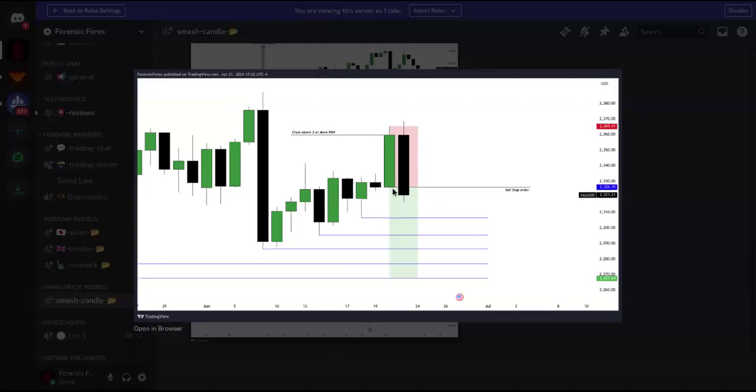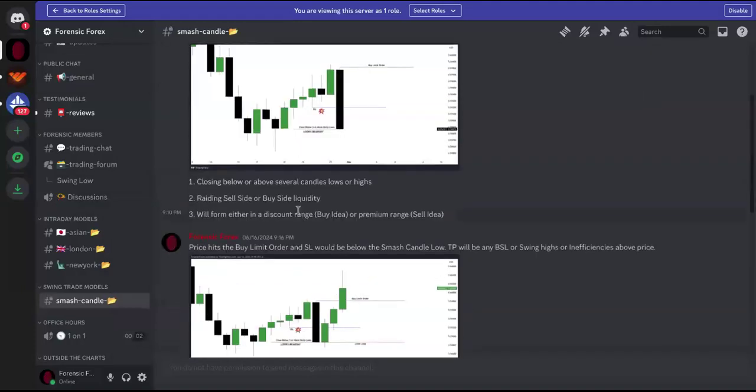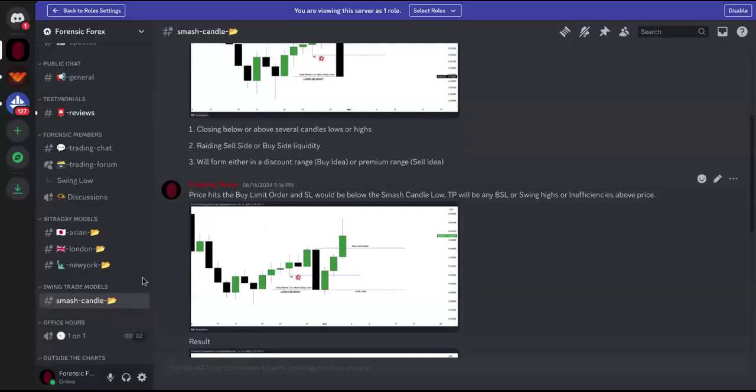Smash candle theory. Go short on that candle's low. Close above 3 or more highs. Sell side liquidity below these swing lows. Projections. There we go. So if dollar is going to continue going higher, we should see this setup play out. Not saying it's going to be successful, but just an idea of how we frame the ideas. And we show the steps.